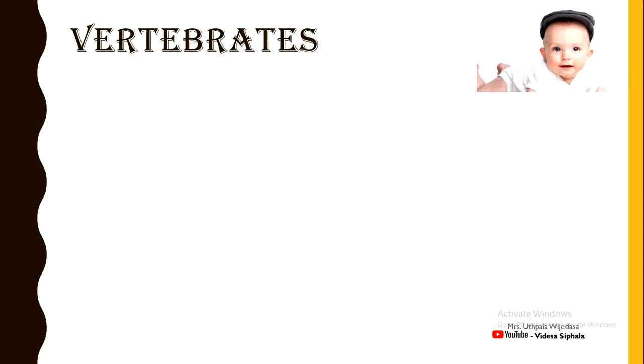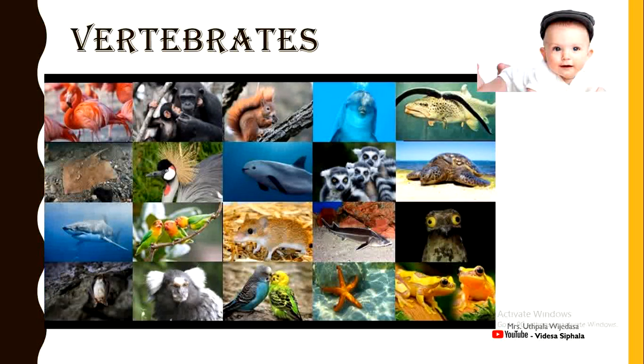You already have learned that animals are divided into two main categories depending on the presence or absence of a vertebral column. The animals who do not have a vertebral column are known as invertebrates, and in our previous presentation you learnt about invertebrates. Today we are going to discuss vertebrates, and this is the subphylum to which we also belong as human beings.